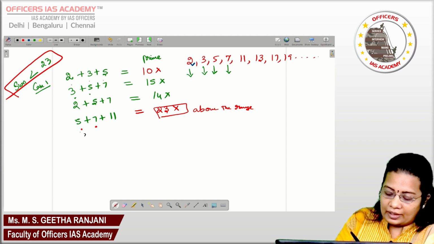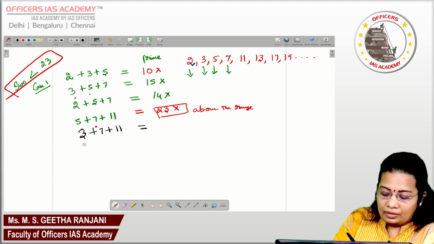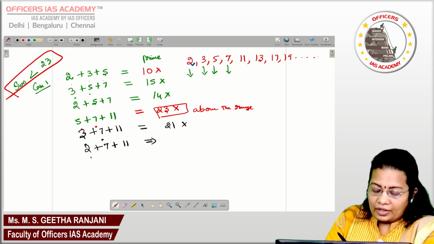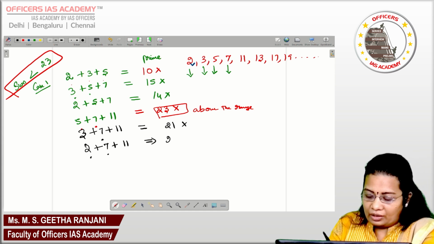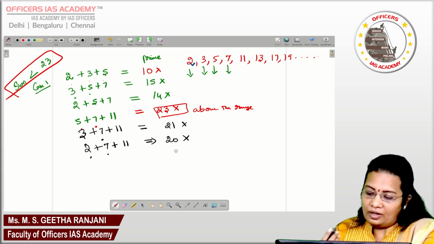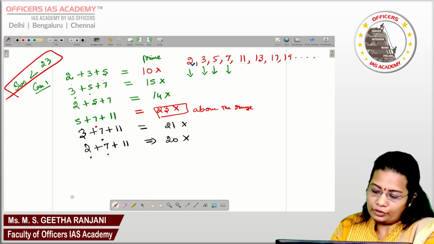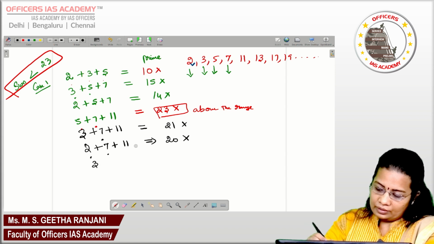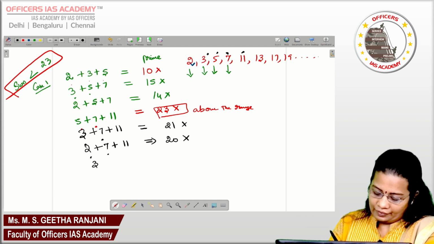Next I can try 3, 7, 11. 3 plus 7 is 10, 10 plus 11 is 21. No. Then 2 plus 7, plus 11: 2 plus 7 is 9, 9 plus 11 is 20. No way, all are not prime. Next we can move on with the next value. 3, 5, 7 we have taken. 3, 7, 11, 5, 7, 11, 2, 7, 11 taken.